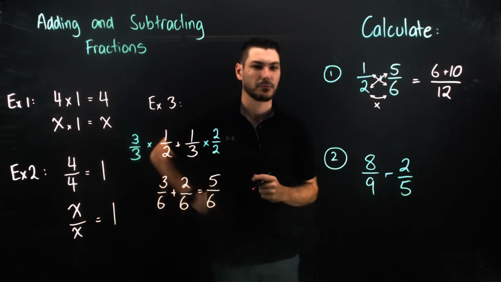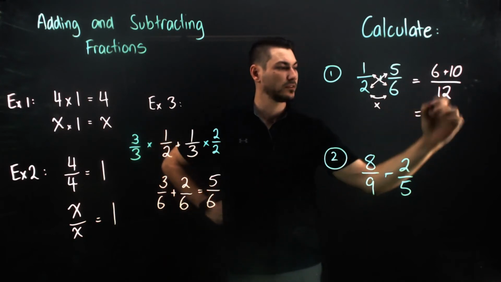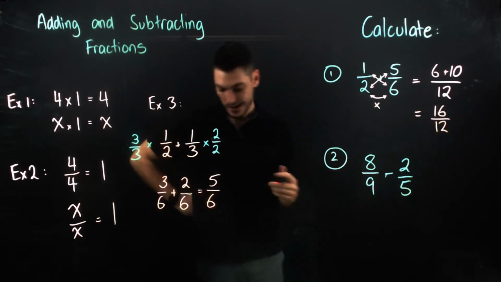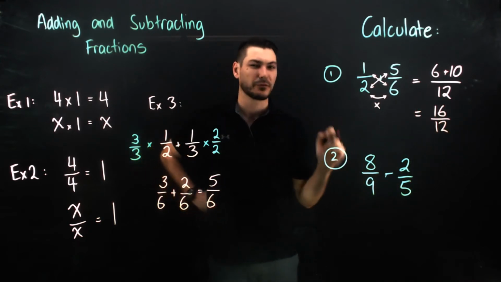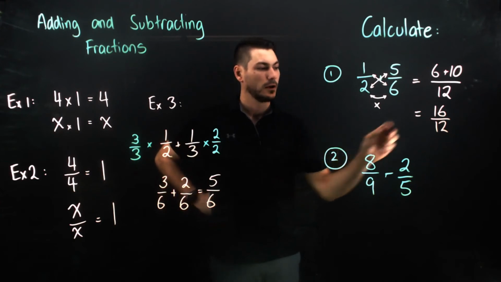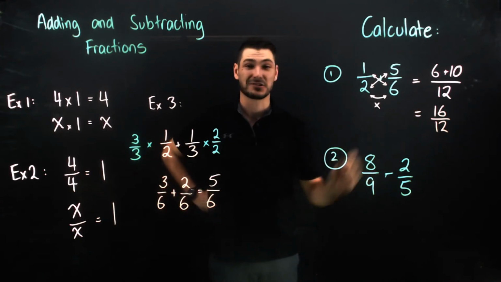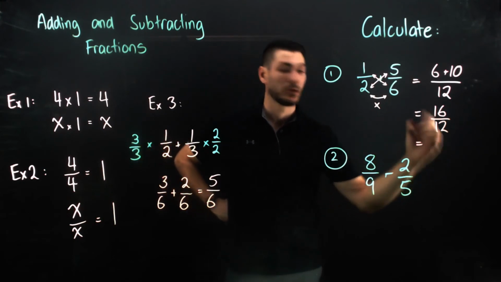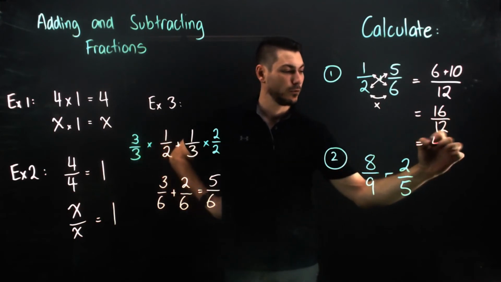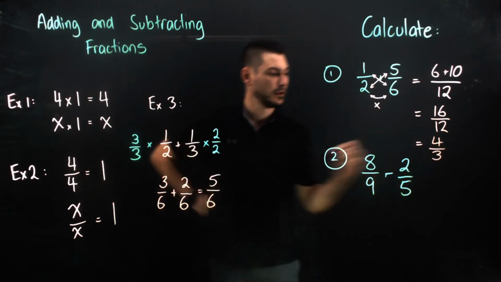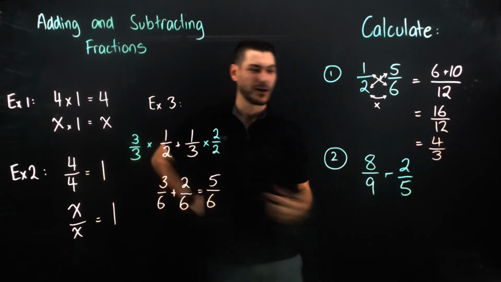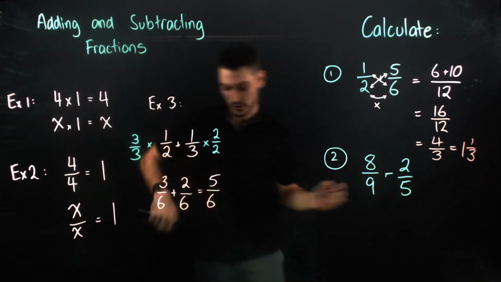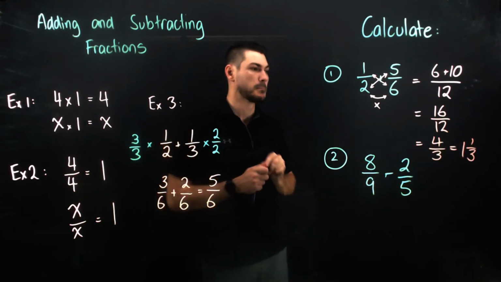I might simplify that though. So 6 plus 10 is 16, 12 is 12, and I'm not quite done. I can simplify that a tiny bit more. I have a common factor of 4 that goes into both of them. So I'm going to divide both of them by 4. That's 4 over 3, 4/3, and finally I better change that to 1 1/3. Put it as a mixed number there.